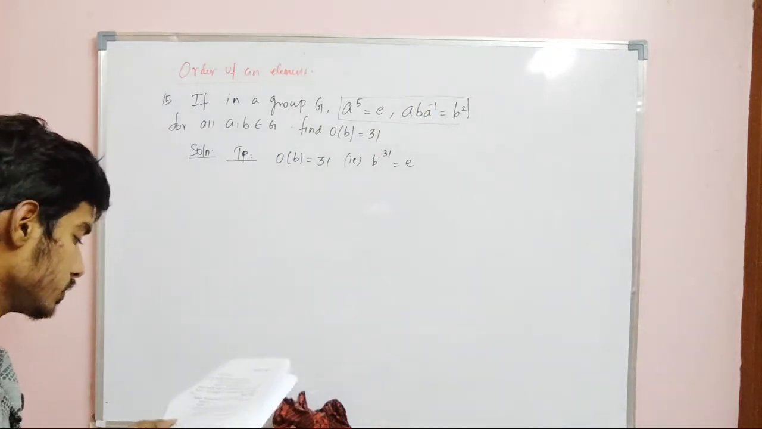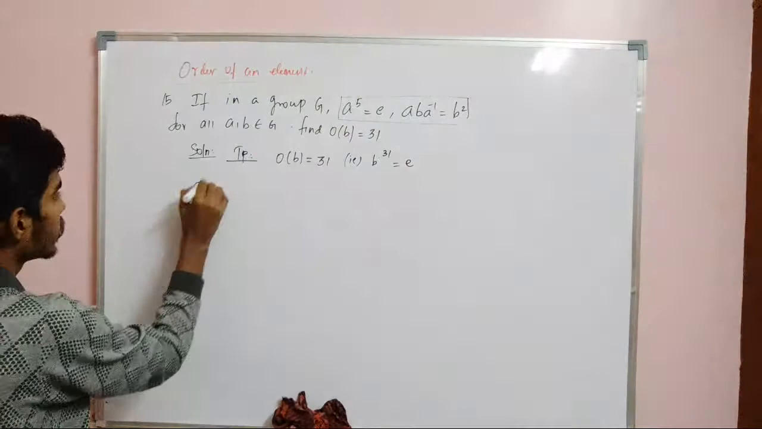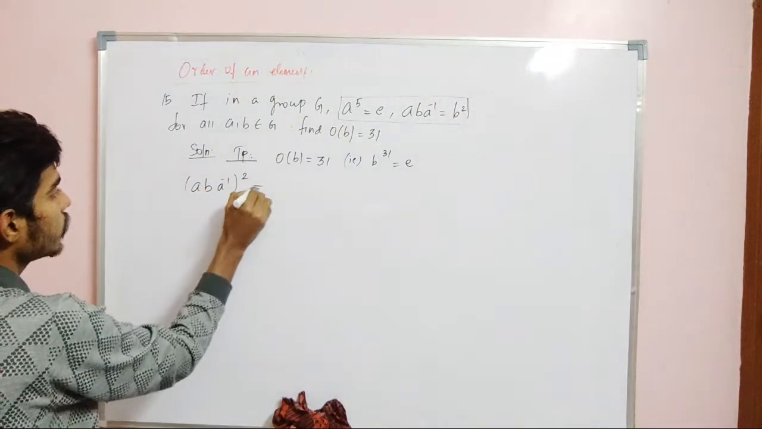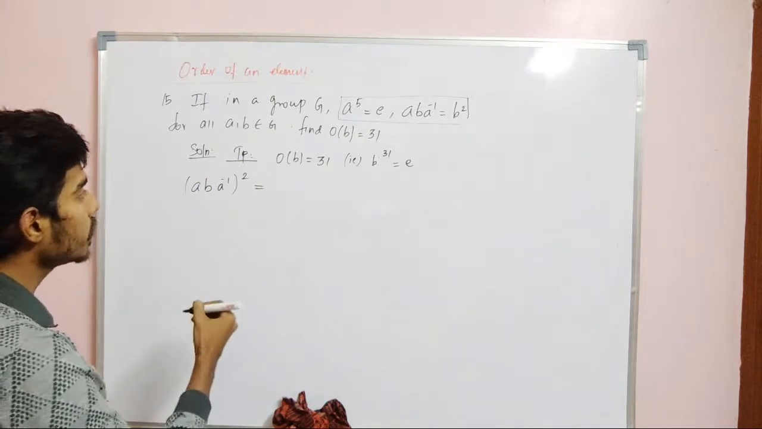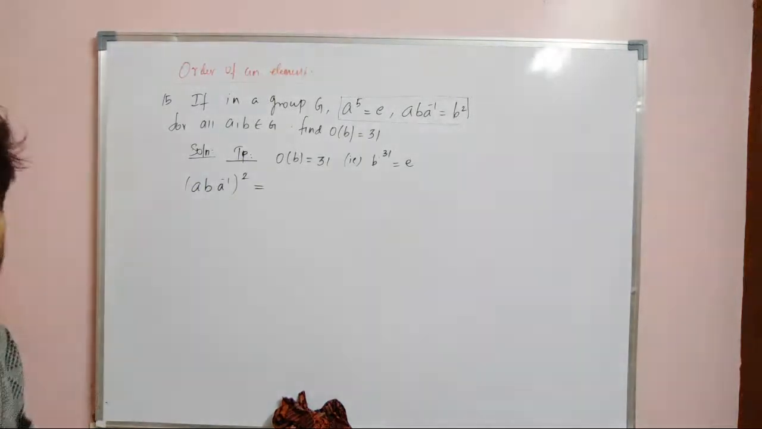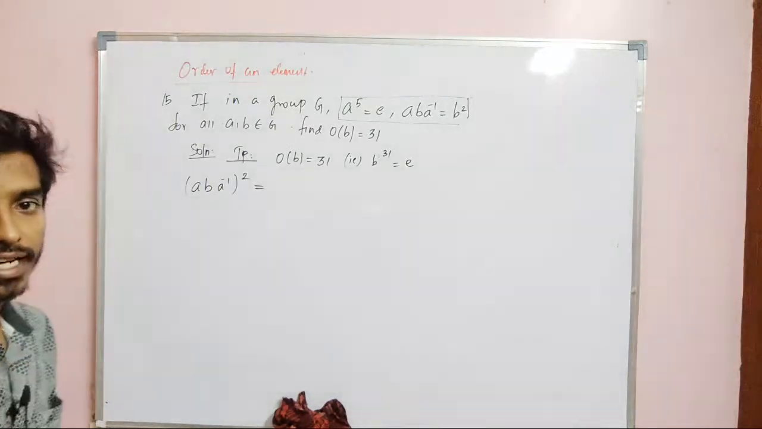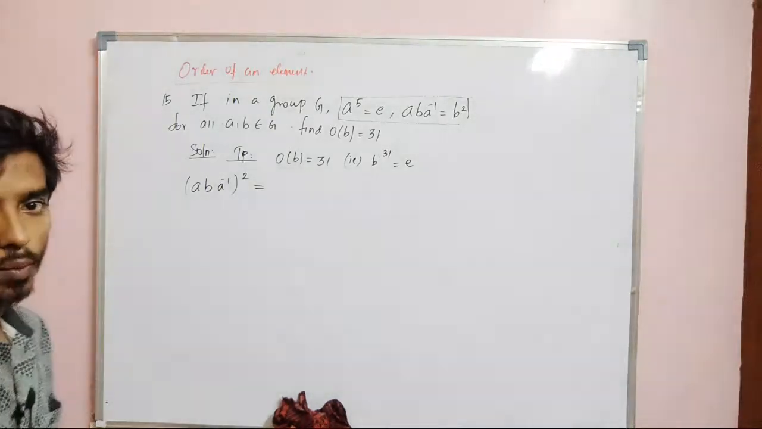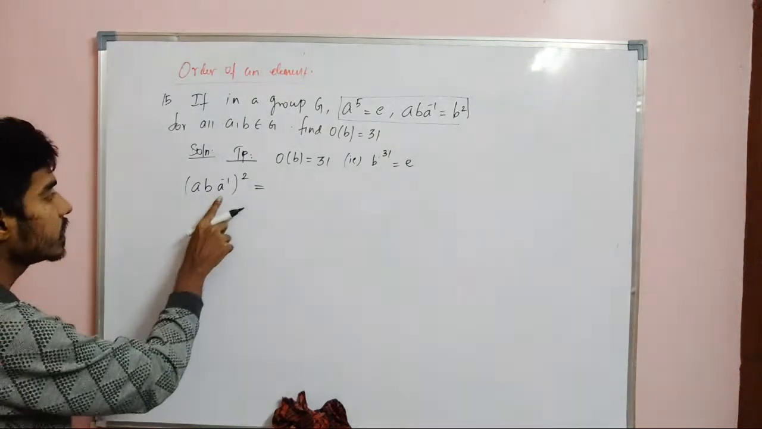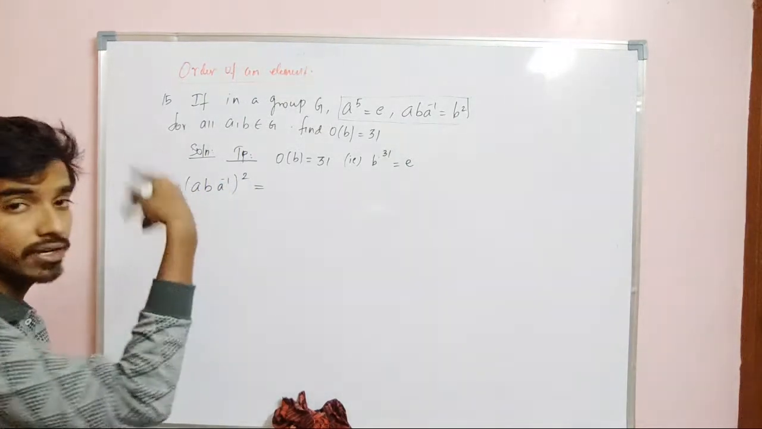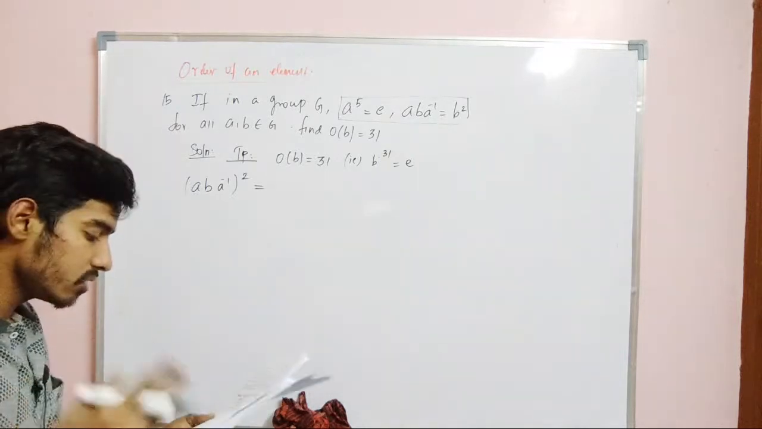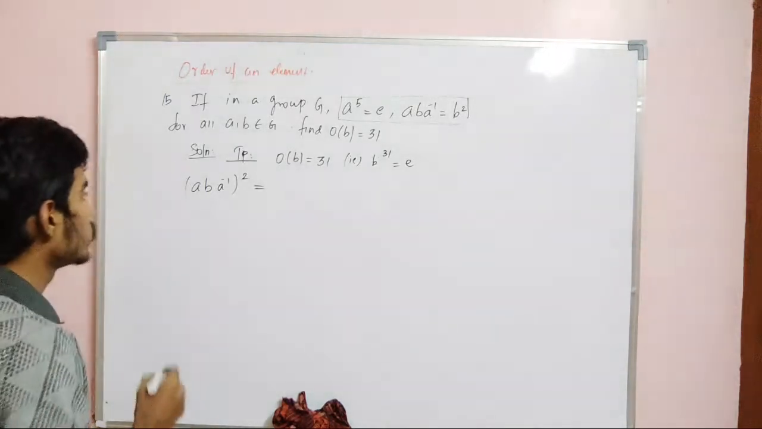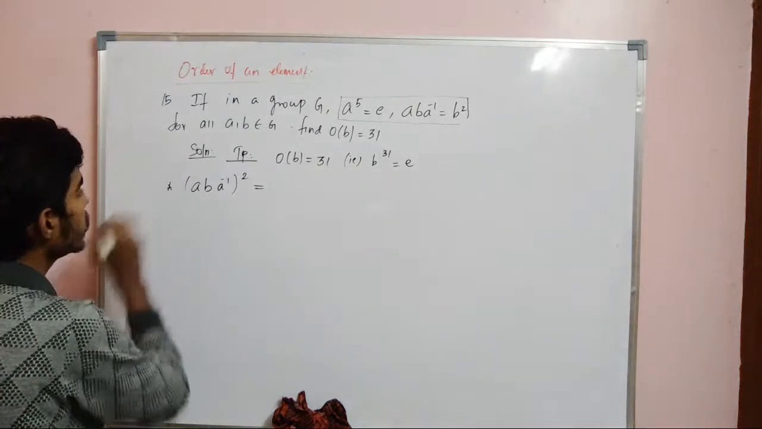Now what I am going to do is find ABA inverse whole square, and then ABA inverse whole power 4, and then ABA inverse whole power 8, and then ABA inverse whole power 16. So I am going to find 4 things: ABA inverse whole square, ABA inverse whole power 4, ABA inverse whole power 8, and ABA inverse whole power 16. So first we will find ABA inverse whole square.